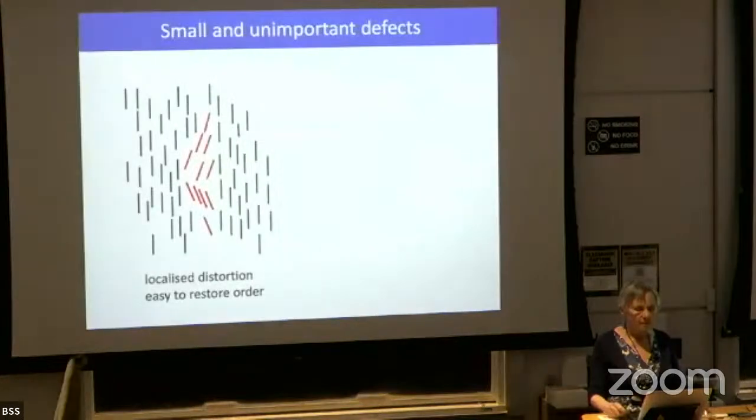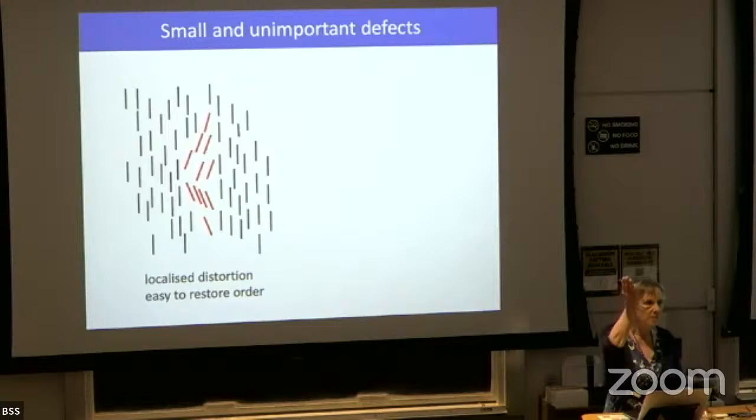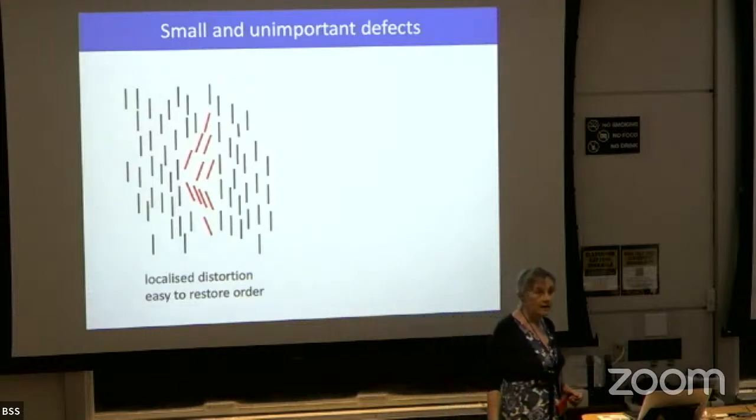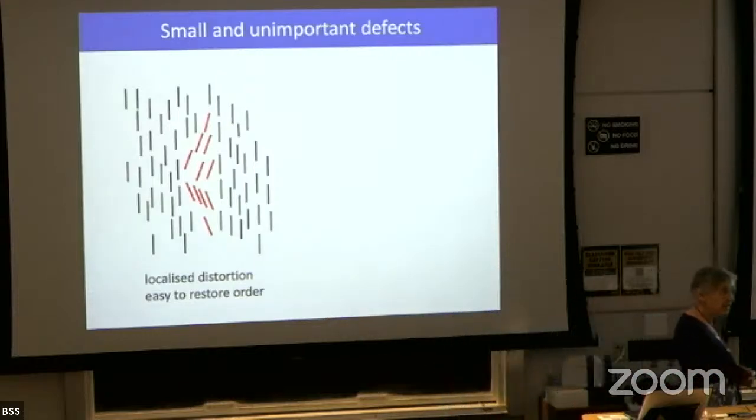So this system can have small and unimportant defects, right? If there's a small local change in the direction, there's an elastic energy associated with that, and very easily it's just going to relax back so that everything is aligned again. This thing is elastic, it's an elastic liquid.